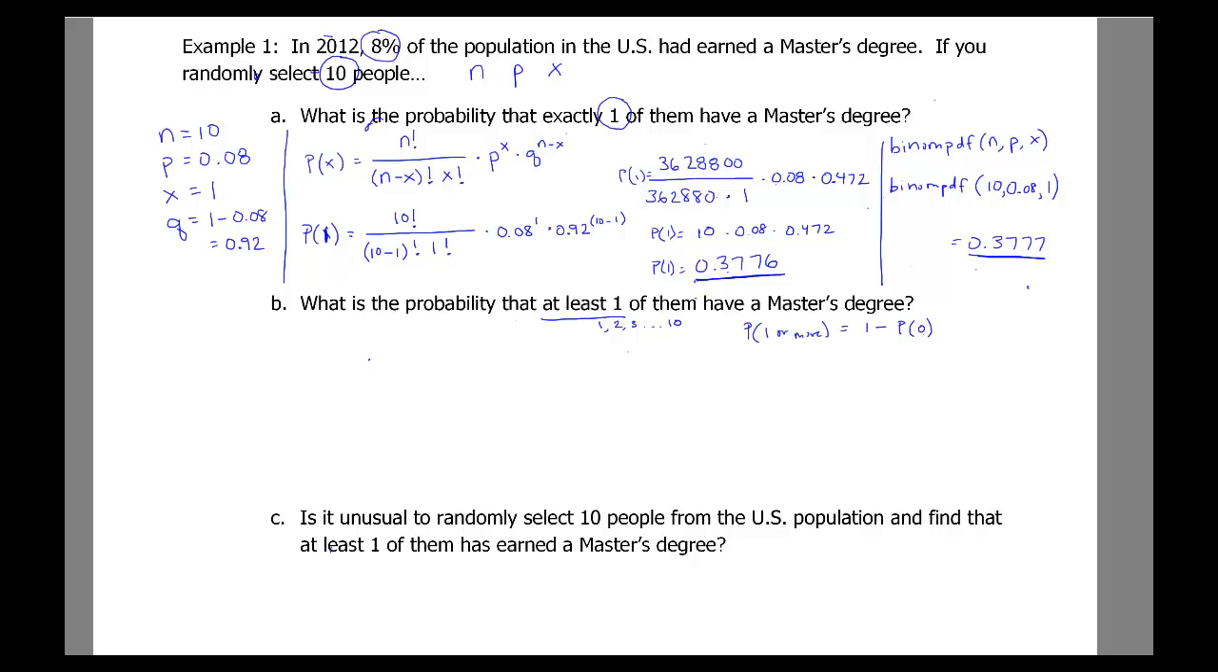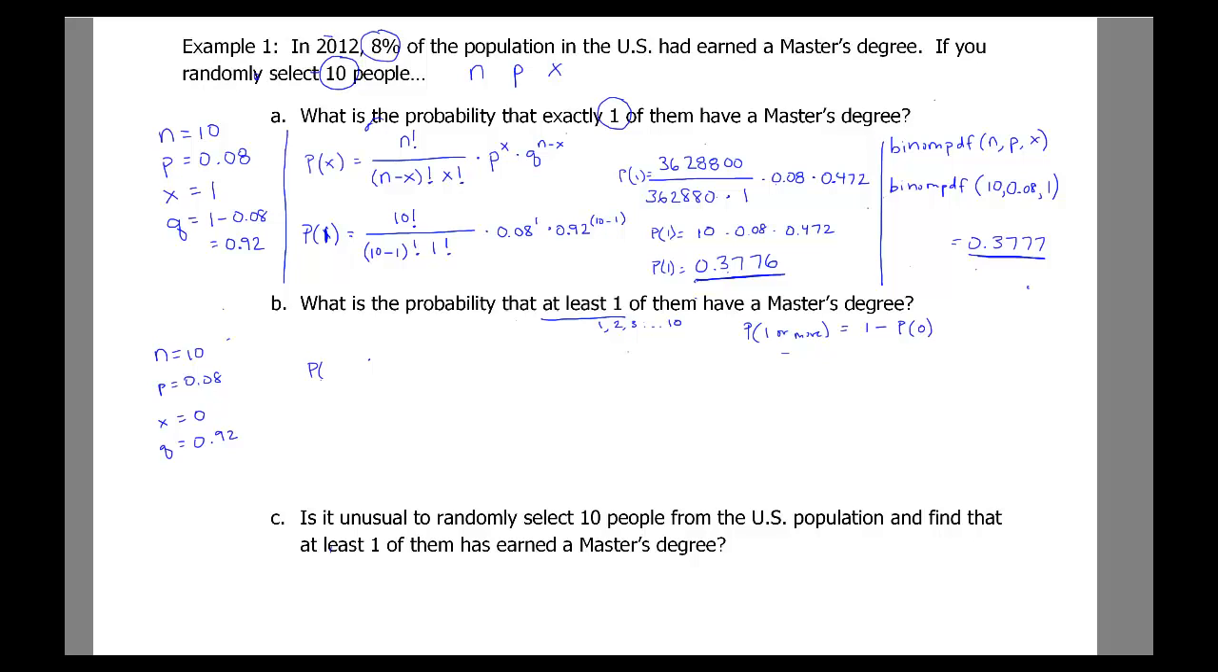So the probability of none. If we can calculate just the probability of 0 and subtract that from 1, then we'll have the probability of at least 1, or 1 or more. Right. So let's do our numbers over here again. N still is 10, P is still 0.08, X now we're going to use 0, and then remember that's the complement, and Q is still 0.92.